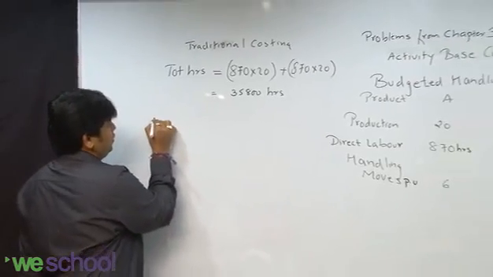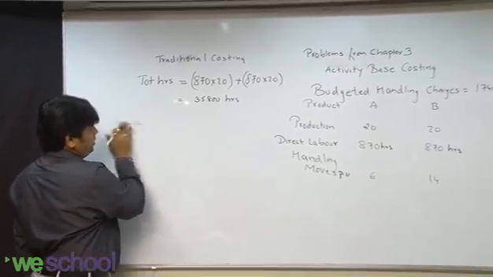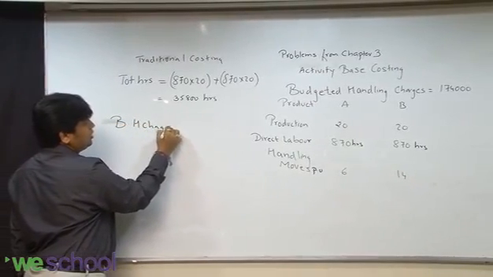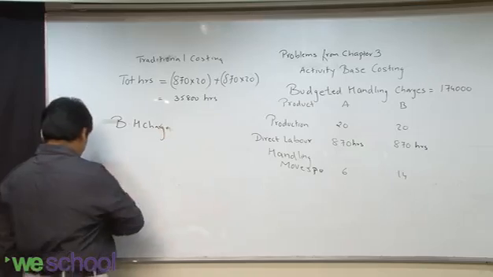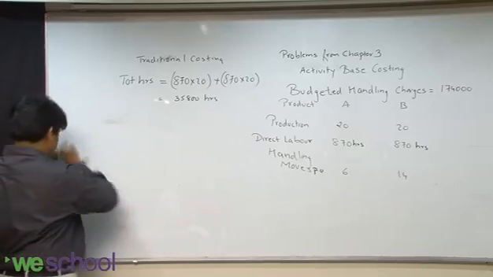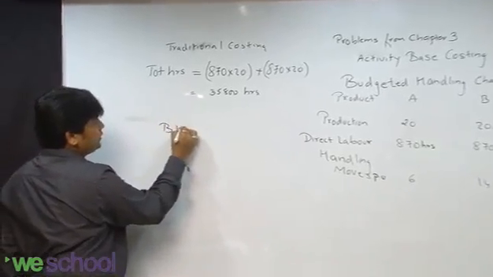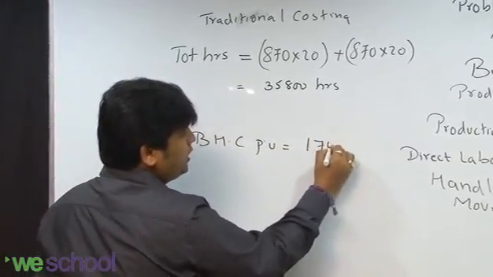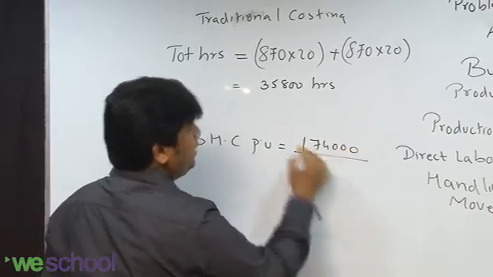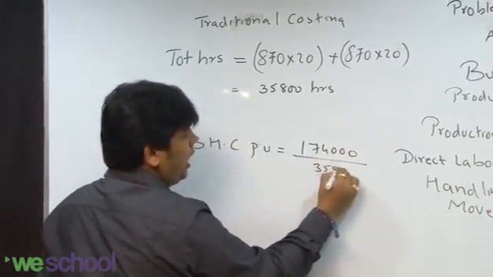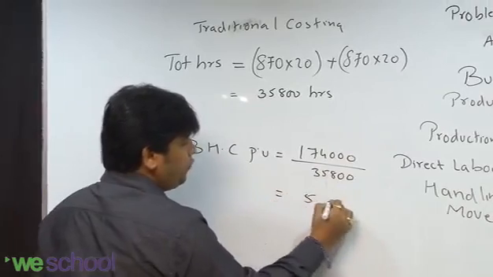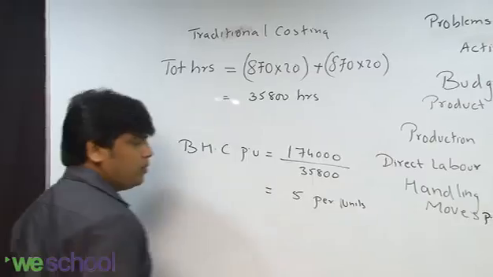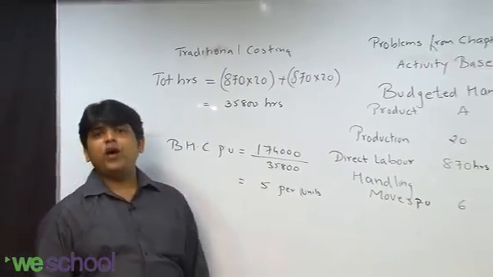Okay, so on the basis of total hours, I will divide that expense. So budgeted handling charges per unit is equal to total budgeted handling charges divided by total labor hours. That gives you rupees 5 per unit.